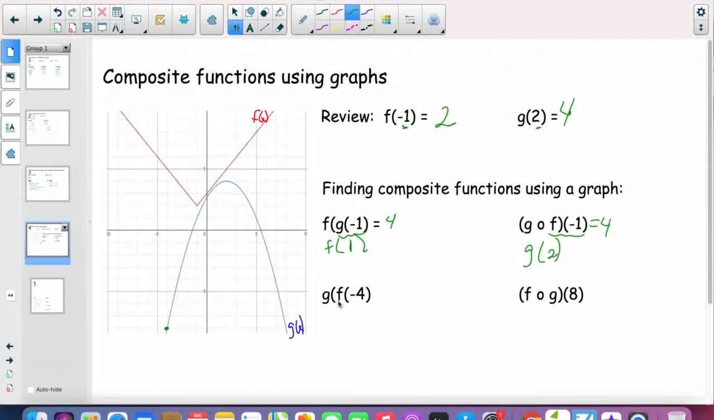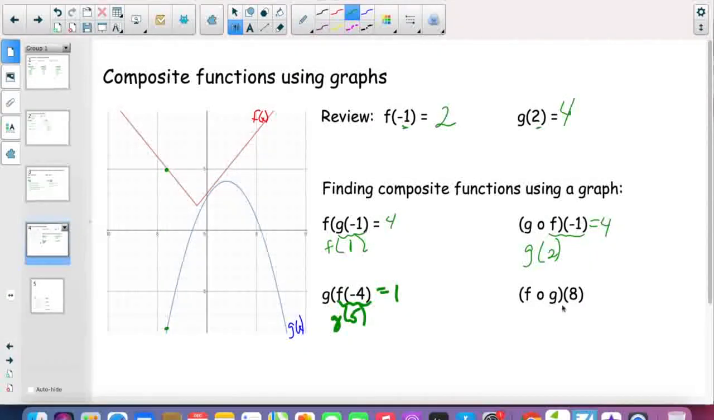So in this one, they want us to find f of negative 4 first. So I'm going to go to the x value of negative 4 and then go up to the f function. So it looks like f of negative 4 is at 5. So f of negative 4 is 5. So the next thing we need to find is g of 5. Well, for g of 5, we're going to go to the x value of 5 and then travel to the g function, which gives us a y value of 1. So the answer to this one is 1. g of f of negative 4 is 1.